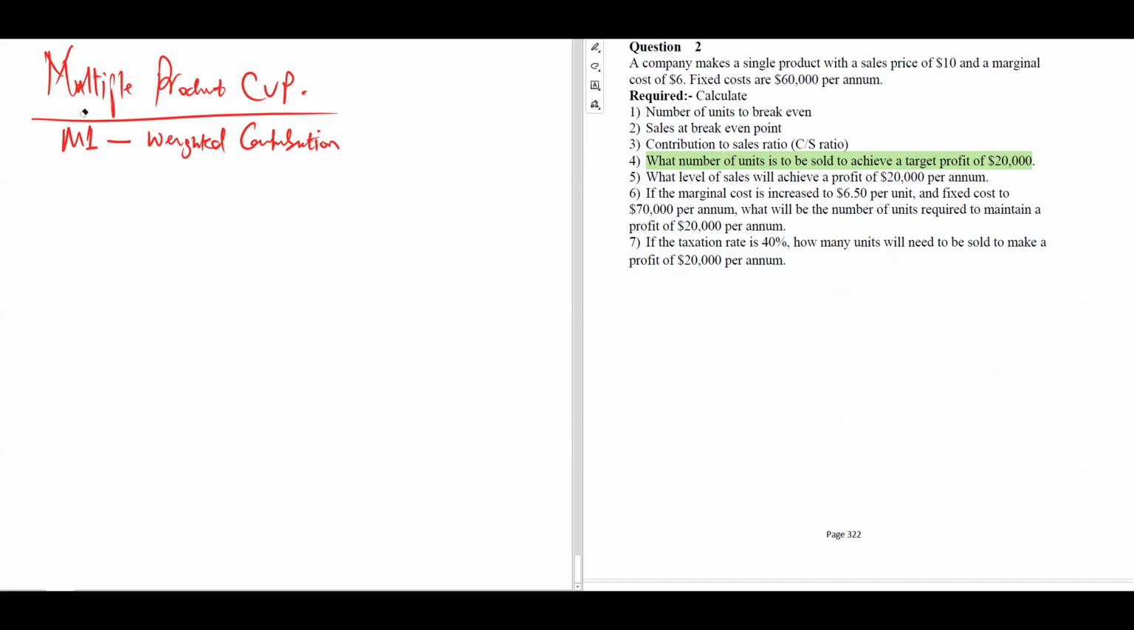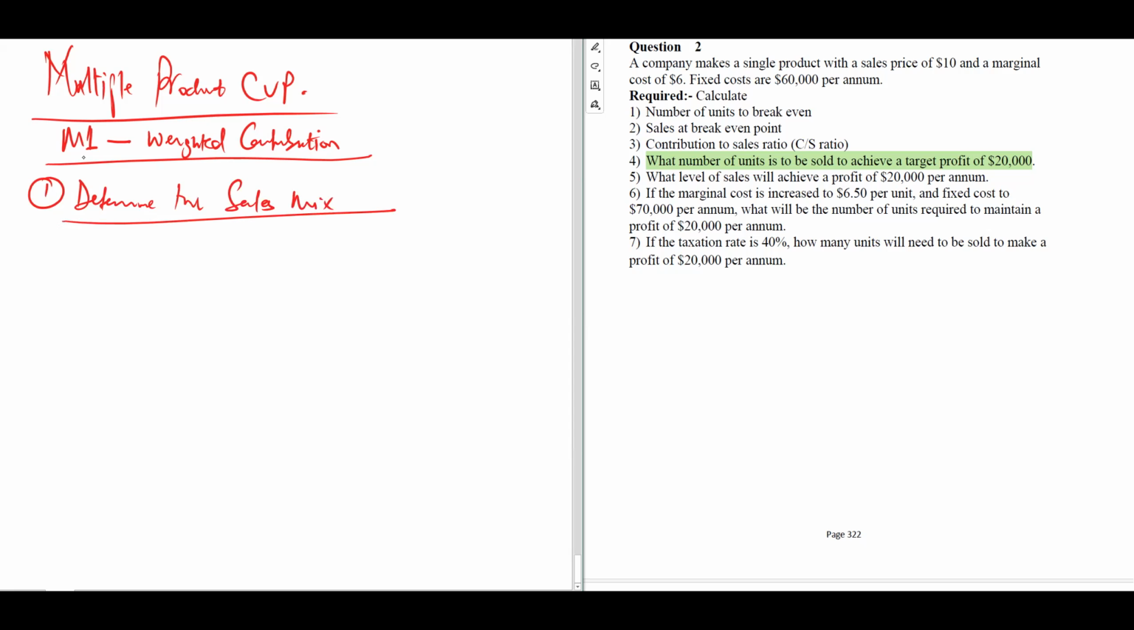Okay, so the first method for dealing with multiple products is where you have the weighted contribution. I want you to use the weighted contribution approach. And how do you go about it? There are some steps. You know me, I'm a man of steps. I like steps a lot. So step 1 is to determine your sales mix. Write it down, multiple products, CVP. So determine your sales mix.